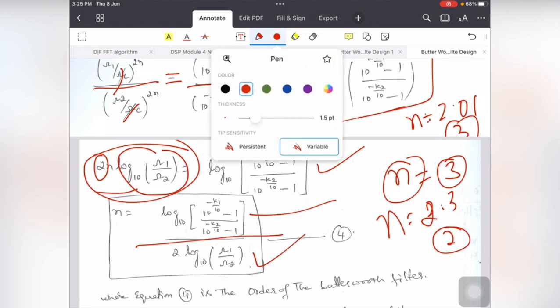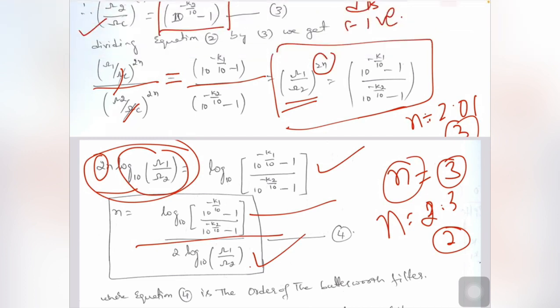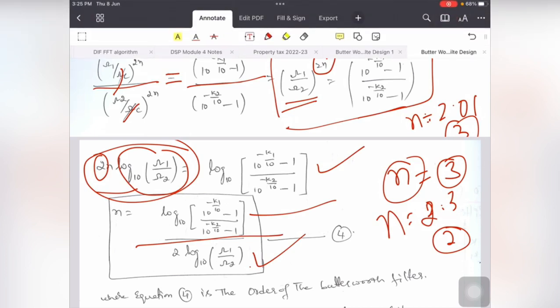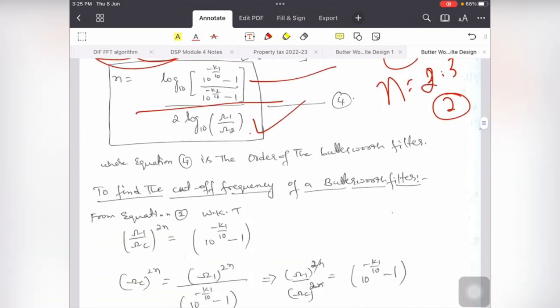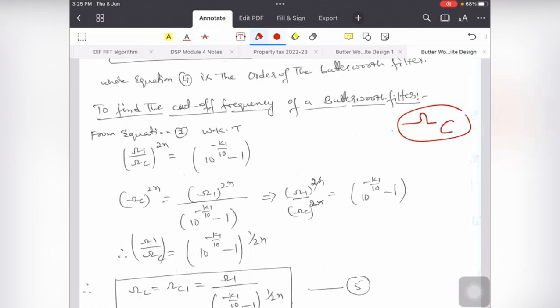In the exam, they will ask, derive the order of the filter n and cutoff frequency omega c for the given low pass Butterworth filter. You have to derive this equation. Once we derive the order of the filter n, we can go to the cutoff frequency omega c. What is the cutoff frequency? Cutoff frequency is omega c. How to derive it? Let us see here. Consider equation 2.